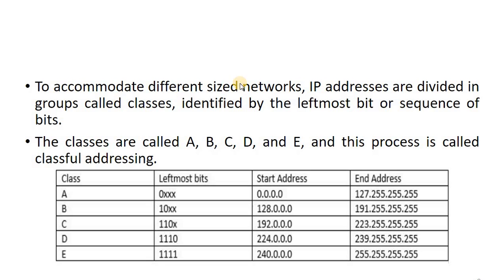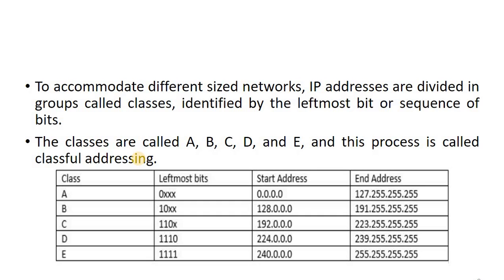To accommodate different size networks, IP addresses are divided into groups called classes, identified by the leftmost bit or sequence of bits. So in other words, what we are saying is IP addresses can have different number of bits for the network part and different number of bits for the host part. The classes are called class A IP address, class B IP address, and so on until E. And this process is called classful addressing.